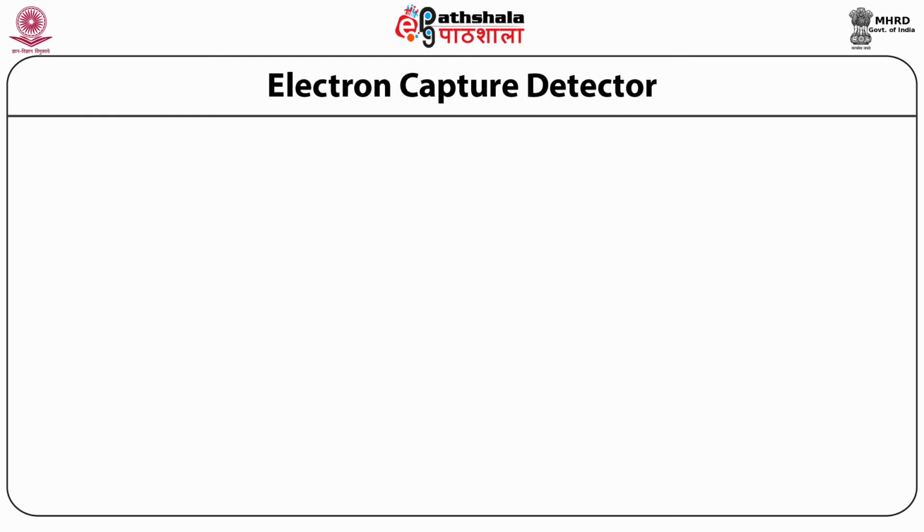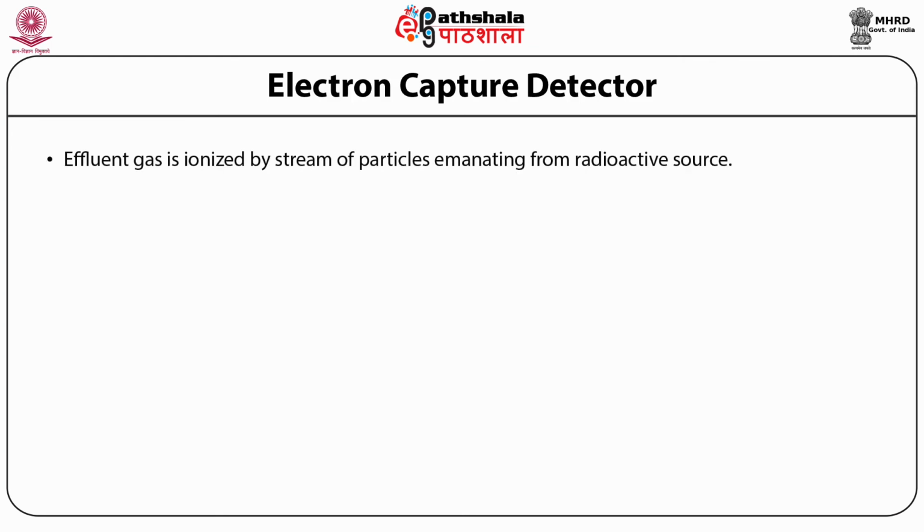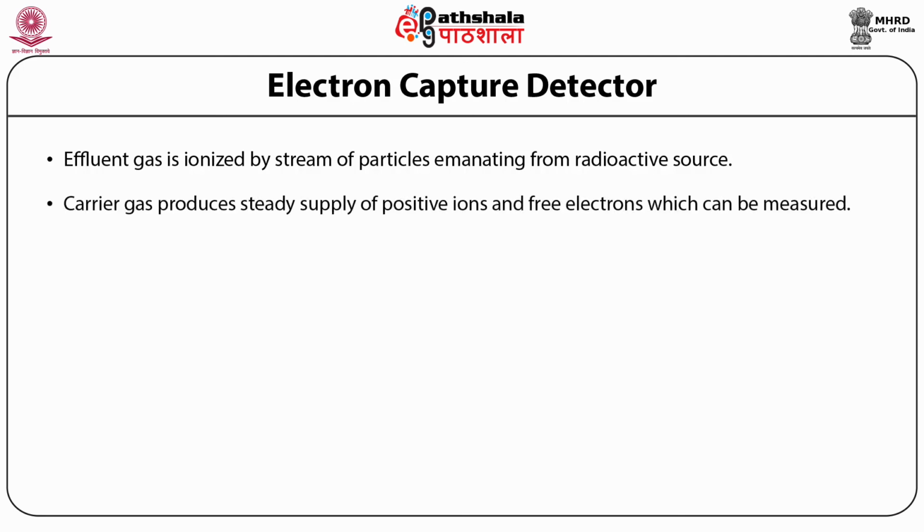Another detector which is used is the electron capture detector. In this detector, the effluent gas is ionized by a stream of particles emanating from a radioactive source. Thus, the carrier gas produces a steady supply of positive ions and free electrons, which can be measured as a standing current between two charged electrodes, much like the hydrogen flame detector.